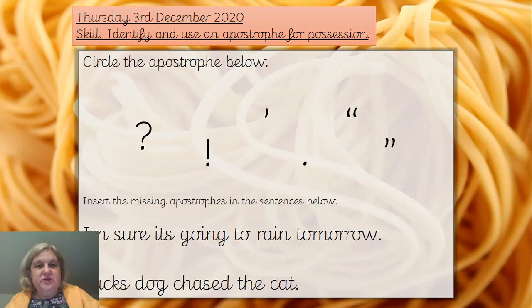So what I want us to think about with this first little bit is which one of these symbols is represented by an apostrophe. You should have found that one by now, and then I want you to think about putting in the missing apostrophes into these two sentences below.